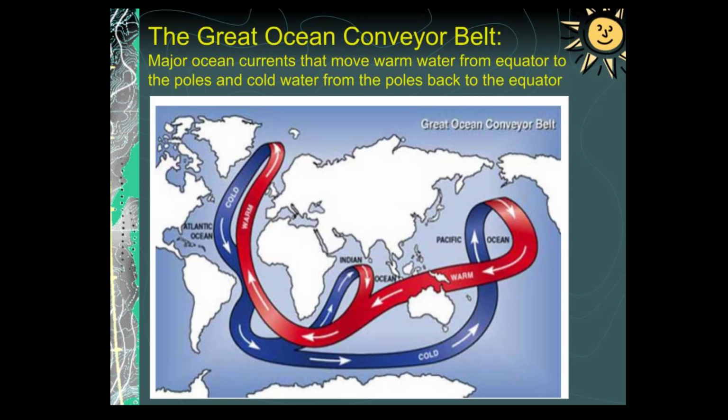As can be seen here, you have the Great Ocean Conveyor Belt pictured in this image. These belts are the major ocean currents that move warm water from the equator to the poles and cold water from the poles back to the equator. Now let's talk about weather fronts. Listen and watch.